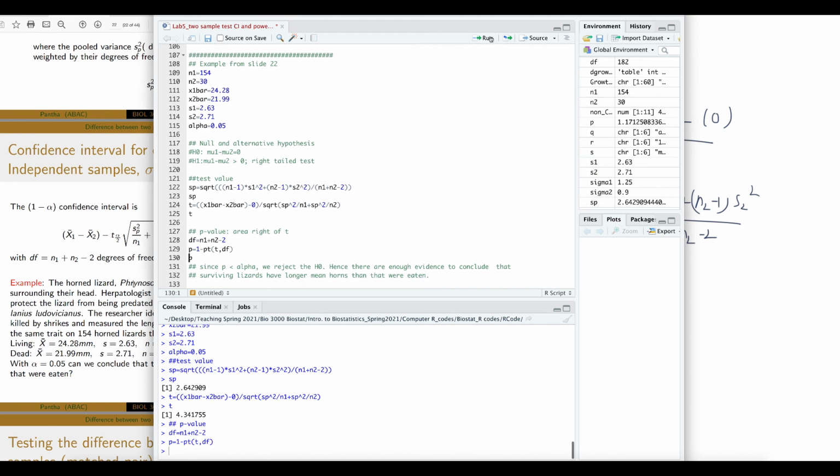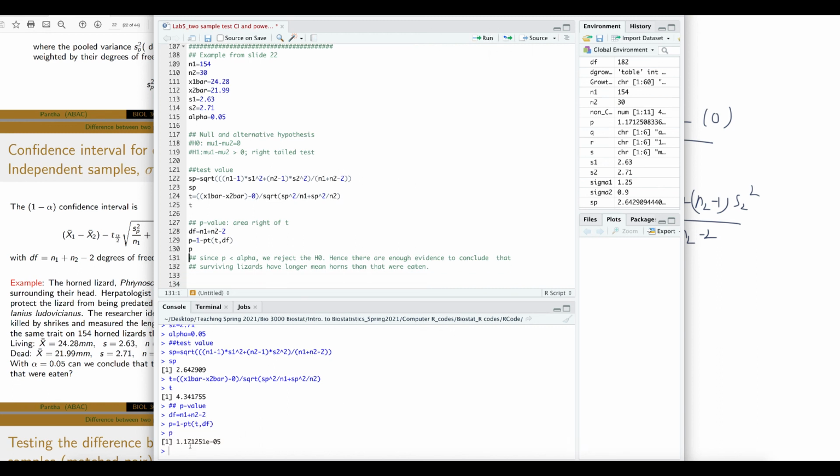And when I do that, I get a very small number. You see that? P is 0.00001, which is less than 0.05. Since p is less than alpha, we reject H0, meaning we support H1. Hence there is enough evidence to conclude that surviving lizards have longer mean horns than those that were eaten. So what the scientists can conclude here is that the lizards use the spikes on their heads as protection from their predators.